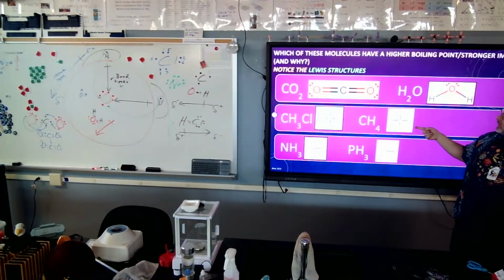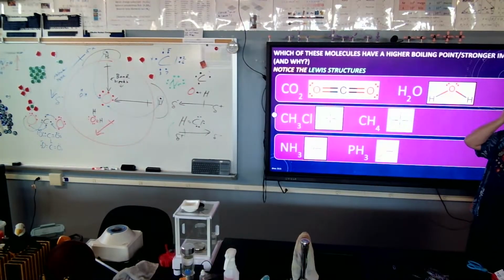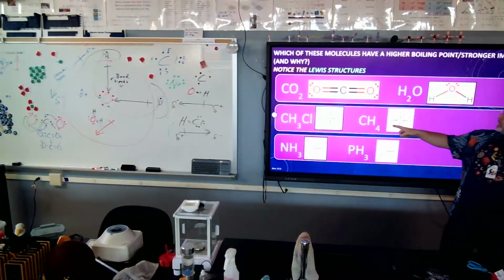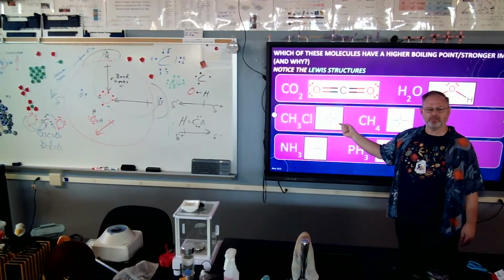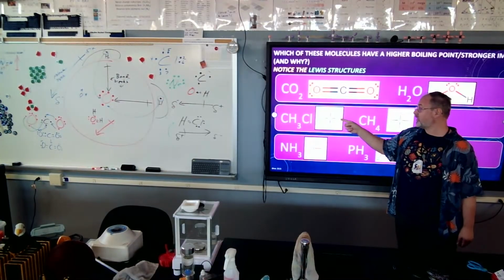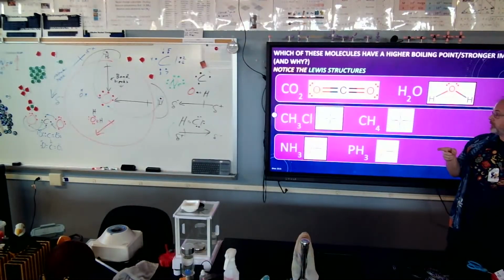This is methyl chloride, and this is methane. What do you think? Yep. Non-polar, polar. By the way, does this have hydrogen bonding? No. It has hydrogens, but those hydrogens are not having fun. So dipole, London. And then NH3 and PH3.